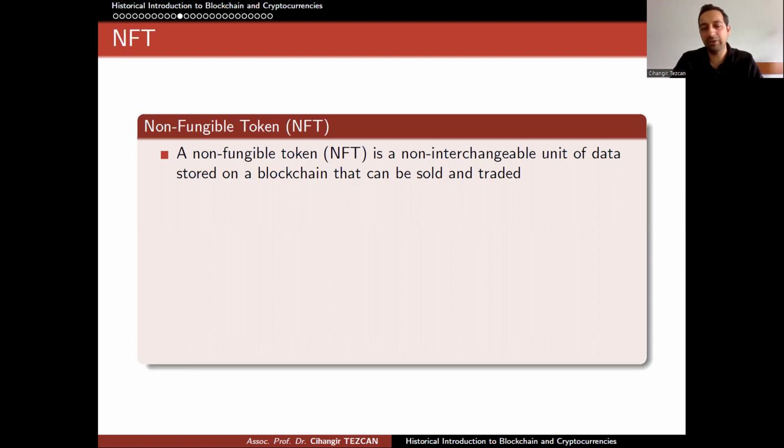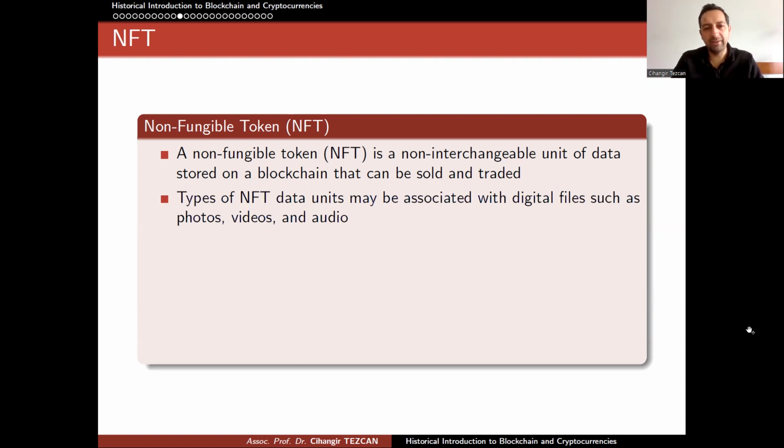In the Ethereum blockchain, there are many tokens. You can exchange them, they're identical. But in the case of non-fungible tokens, this is a non-interchangeable unit of data stored on a blockchain that can be sold and traded. It can be any digital data, but popular marketplaces allow you to sell images or videos that belong to you.